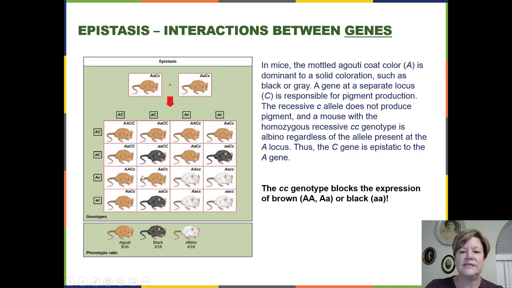What happens in Labrador retrievers, and I guess in these mice, is that, I'll use the mouse example for these purposes, agouti is the brown color of a field mouse, and that's carried on the dominant allele, big A. And then the black allele in mouse is carried on the little a.